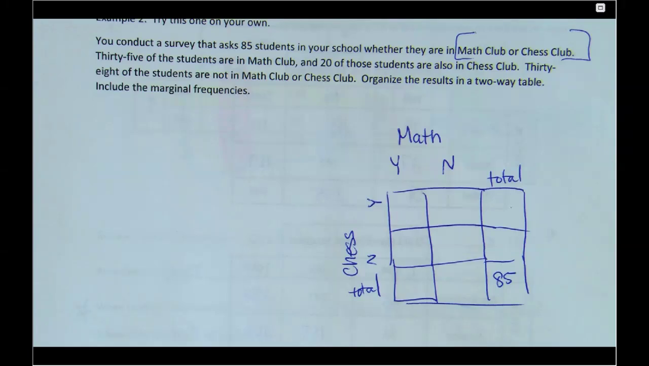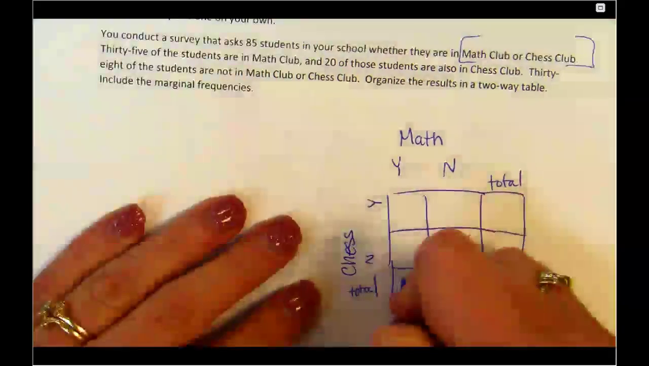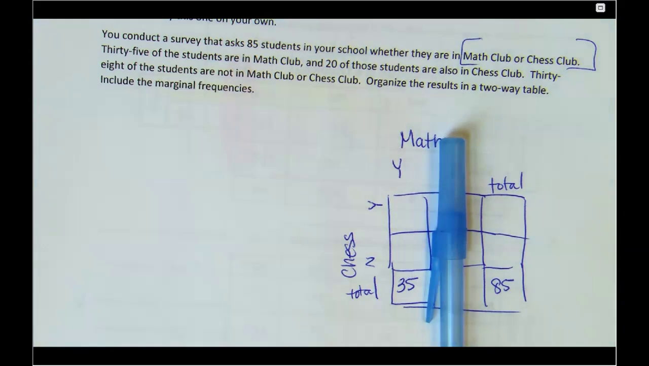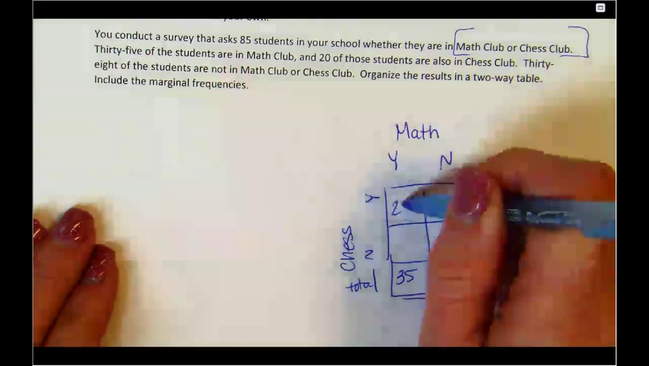Now, some people were asking about this, so see if this helps a little bit. It says 35 of the students are in math club. You have to ask yourself, is that a total? Yes. 35 students in math club. If that's a total, it goes on the outside, right? It goes in the margins. So that's got to go here. And then it says 20 of those students are also in chess. So that's the double yes. So there's 20 there.